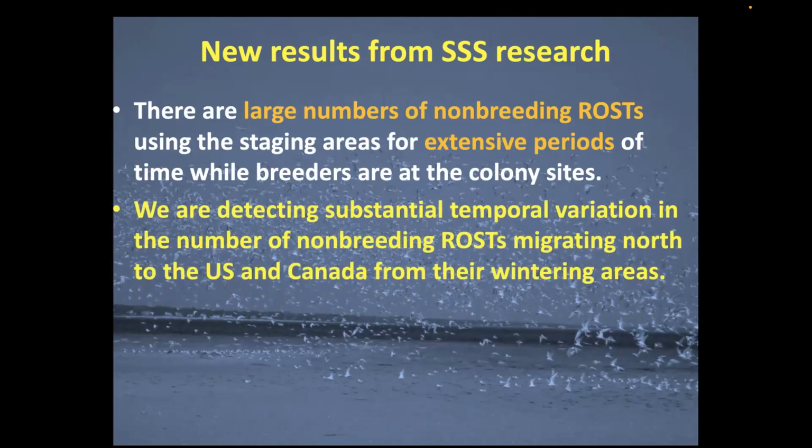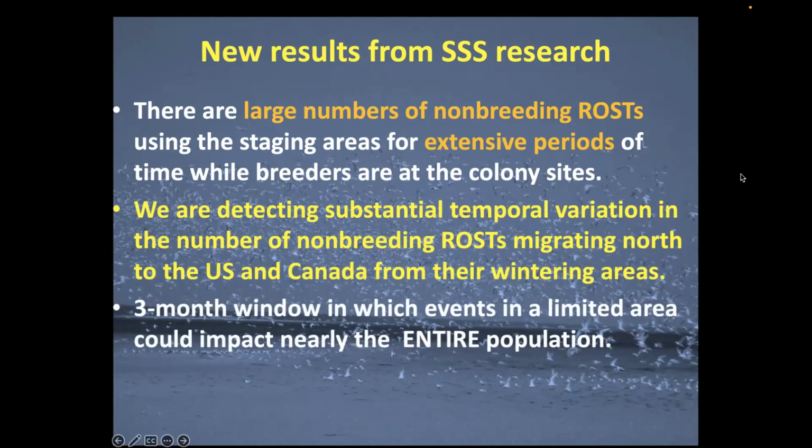We were detecting substantial variation in the number of non-breeding roseates that migrate north to the US and Canada from their wintering areas. Some years we get a lot of 2s and 3s, some years not so much. And again, we can only assume this is due to differences in the availability of fish back down in the wintering areas. If there's a lot of fish down there, there's no reason for them to come north.